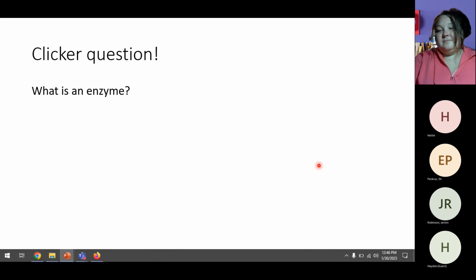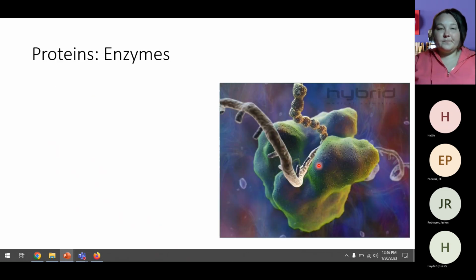Very good. A protein that is a catalyst. So the full answer is a protein that is a catalyst. A group of proteins that work together to speed up chemical reactions. It is a protein, yes, but not all proteins are enzymes. An enzyme is a protein that speeds up a chemical reaction.